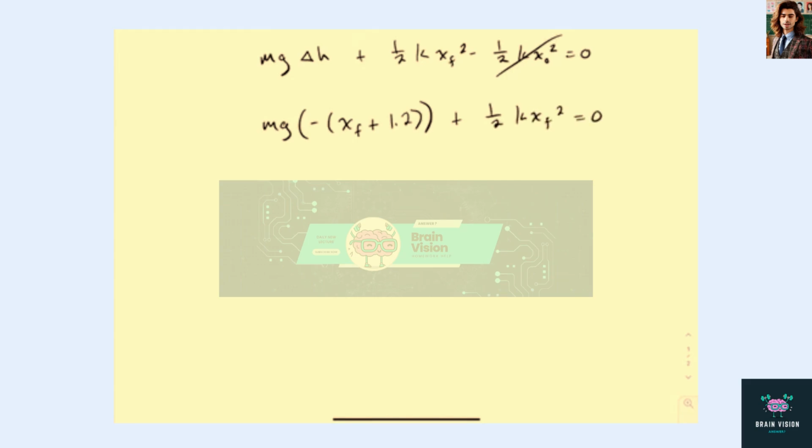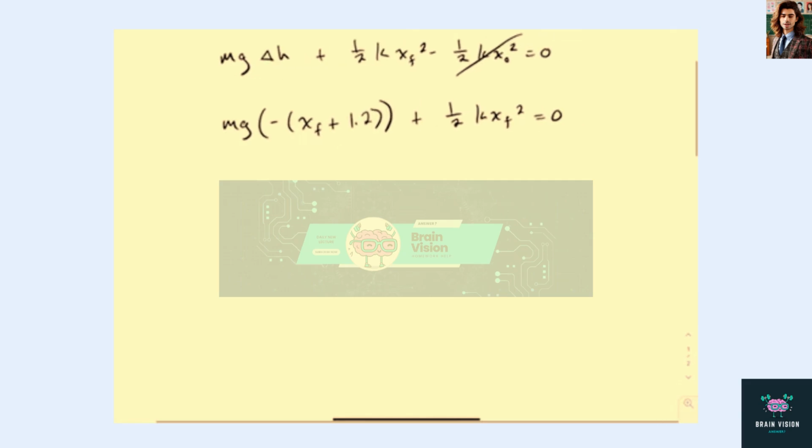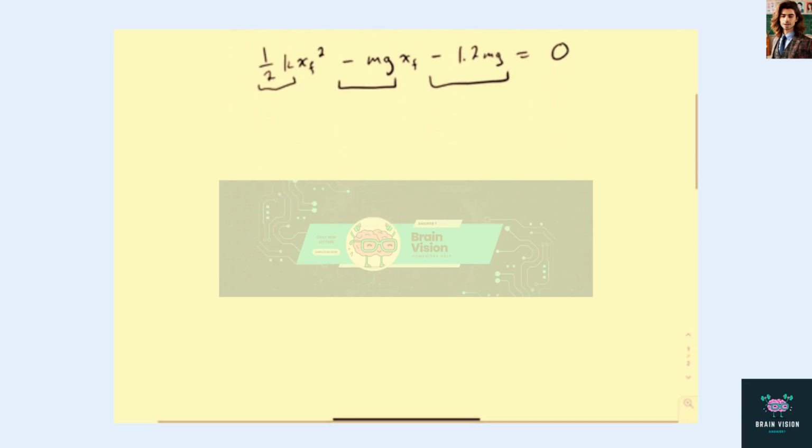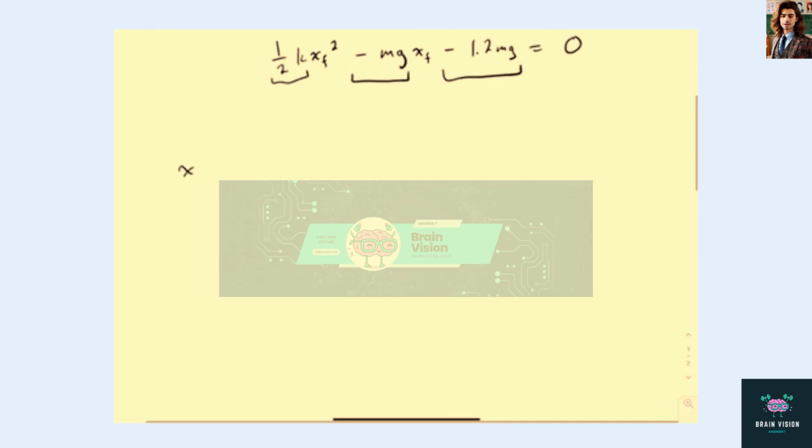And now we have basically a quadratic, so I'll try to make it look more like a quadratic. So I'll bring this over, and we have 1/2 k times x final squared. Now I'll expand this term, so we have minus mg times x final, and then minus 1.2 mg. So this is a quadratic with a, b, and c. So I can plug in to the formula to get x final, which is what we're looking for, how much the spring stretches.